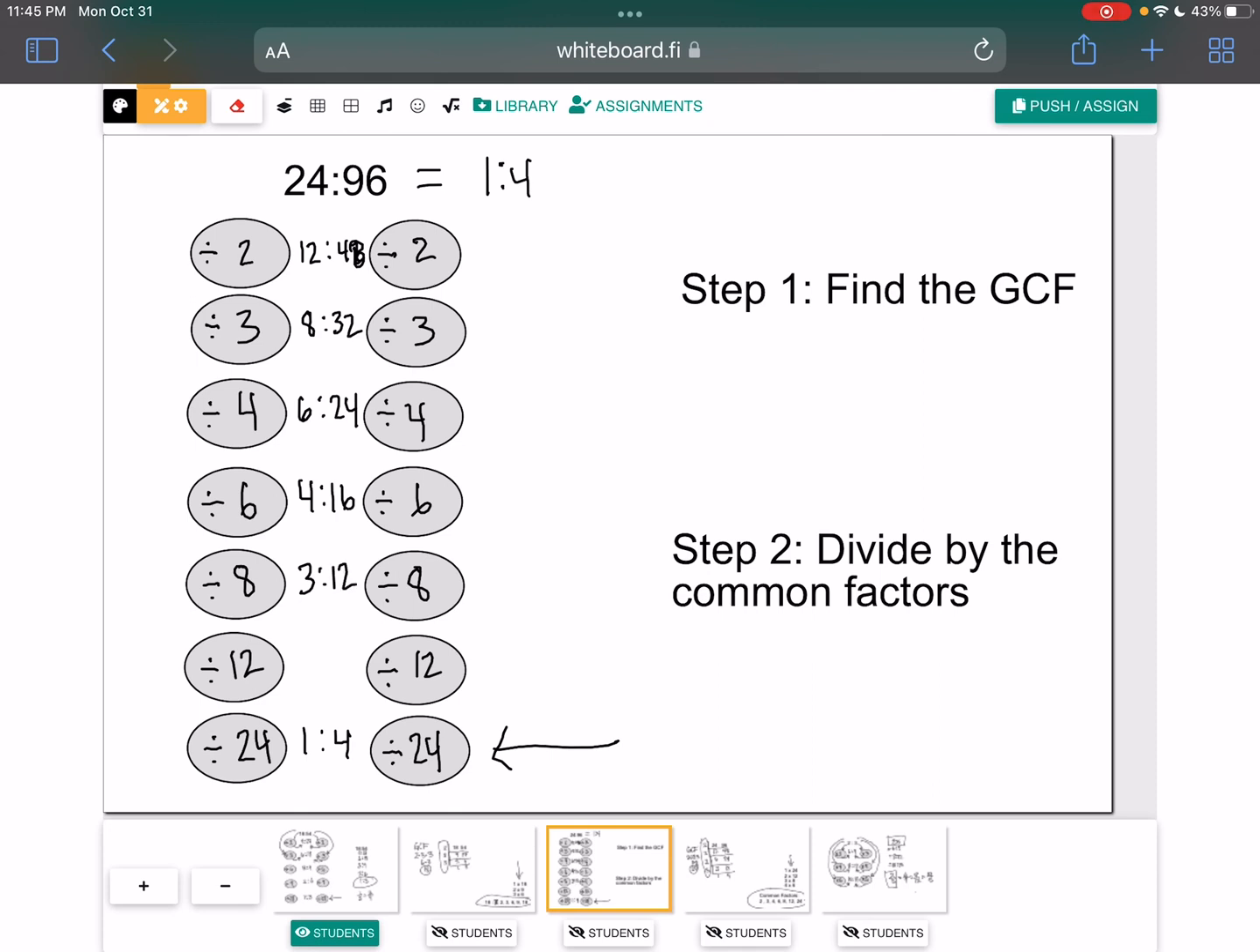24 divided by 8 is 3, and 96 divided by 8 is 12. That's what we're talking about, okay? 24 divided by 12 is 2, and 96 divided by 12 is 8. And then the last one, which we did first, 1 to 4. All of these are equivalent ratios. They're all the same as each other. They have the same value, the same size, and are expressed in simplest form as 1 to 4. All of them are equivalent to each other.